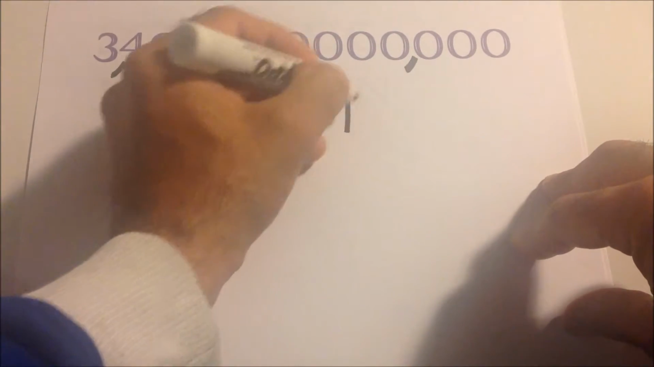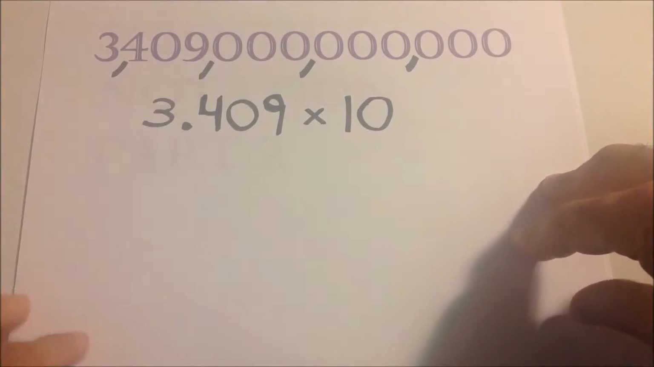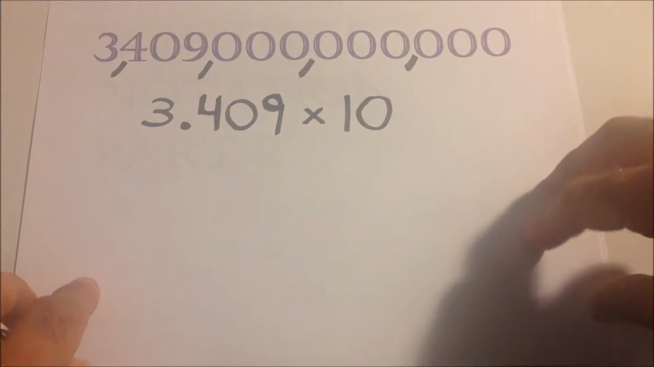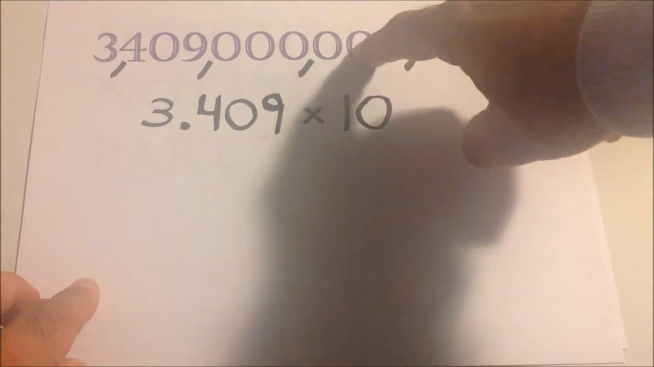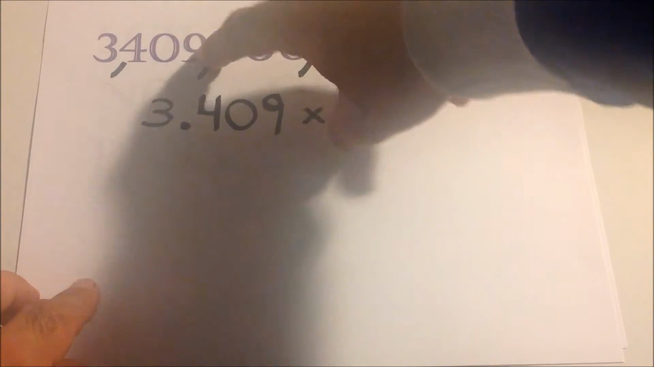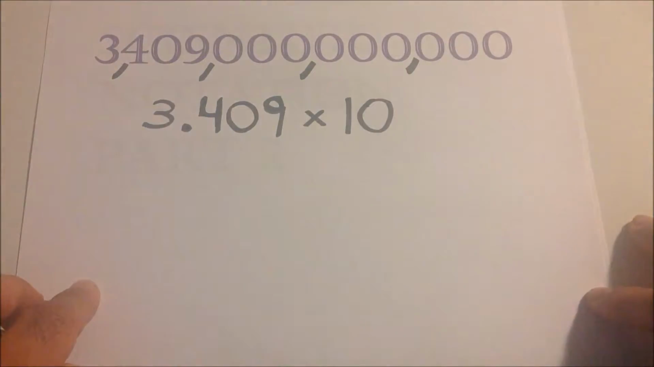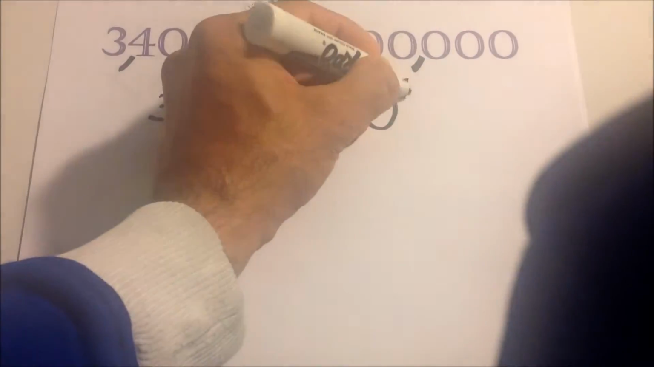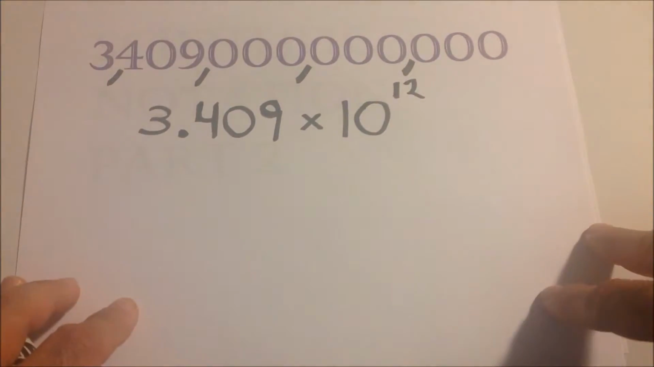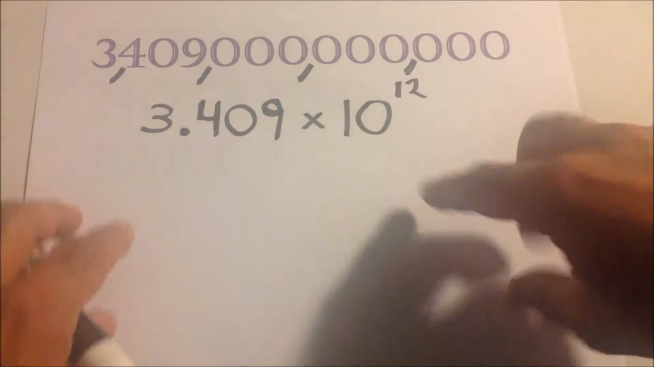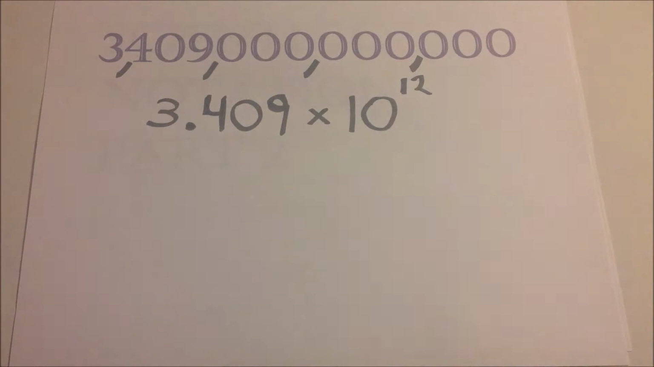And we know scientific notation is based on powers of 10. Let's count the numbers. We have 1, 2, 3, 4, 5, 6, 7, 8, 9, 10, 11, 12. We don't count the first number, so this will be that. So we've taken this large number and we made it into scientific notation.